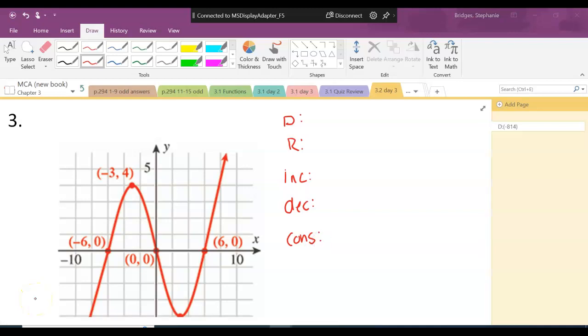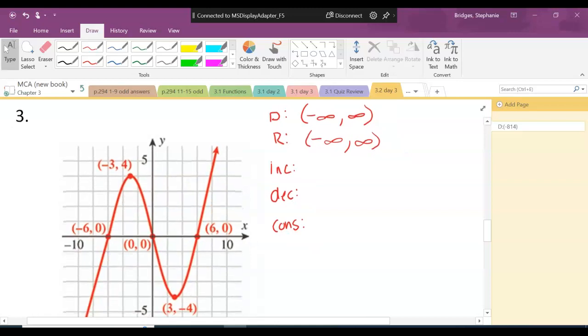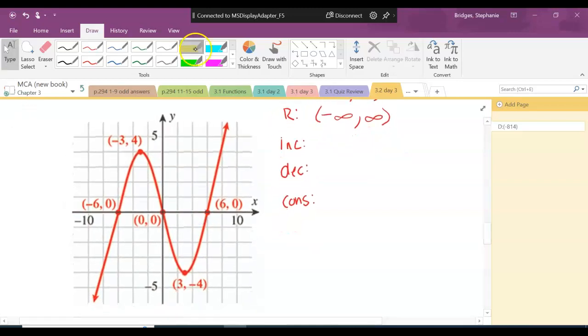For my domain, I have arrows on either end of my graph, which means it's going to go forever in both directions. So my domain is going to be... Okay. Is the range going to be the same in this case? Yes, because again, I have arrows on either end. It's going to go forever down and forever up, which is from -infinity to +infinity. So what I want to do first is start at the left side of my graph until it changes movement.